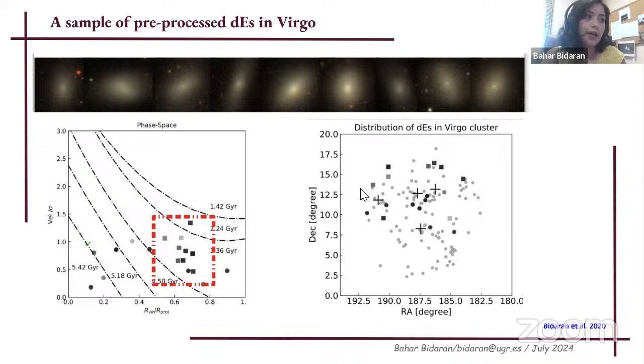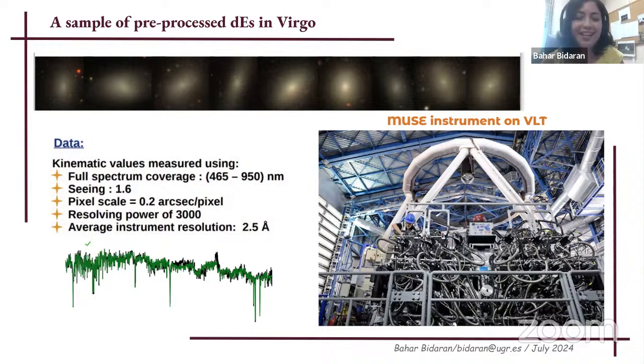And here on the right-hand panel, I'm showing you the distribution of them inside the Virgo. So they are in the outer skirts of the Virgo, and they are distributed around the center, if you can find a center for Virgo. And this is because the accretion of the group was along the line of sight. So we went to MUSE, a perfect instrument for analyzing dwarf galaxies. We observed all of these 9 dwarfs.